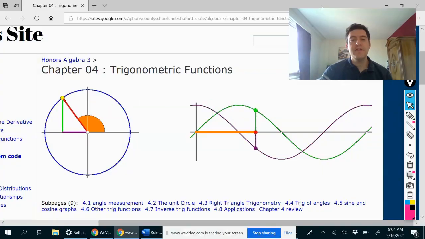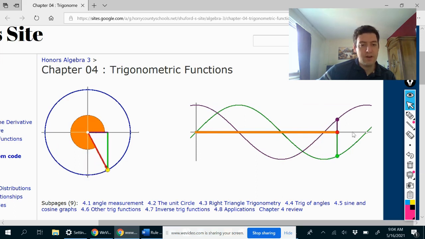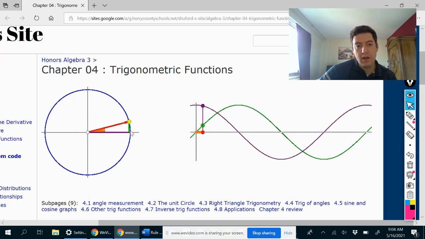Hi everybody, in this video we are going to talk about what the sine, cosine, and tangent functions graphs look like. So take a look at this circle over here with this line going around it, and then take a look at these graphs over here. This green graph is actually the sine function, and the purple is the cosine function. Remember that the sine function refers to the y value where the line here meets the circle.